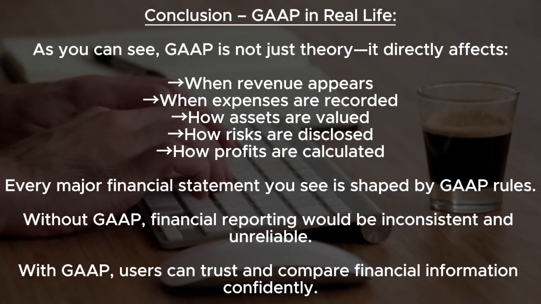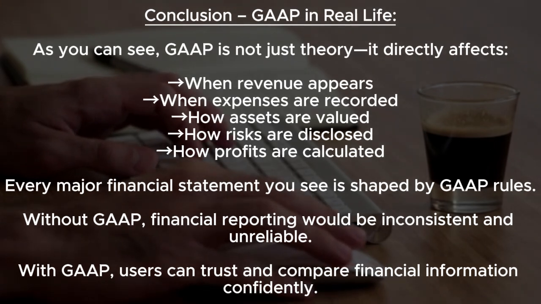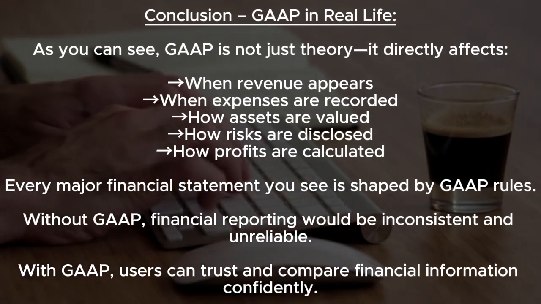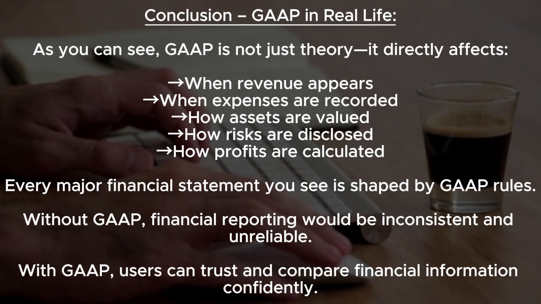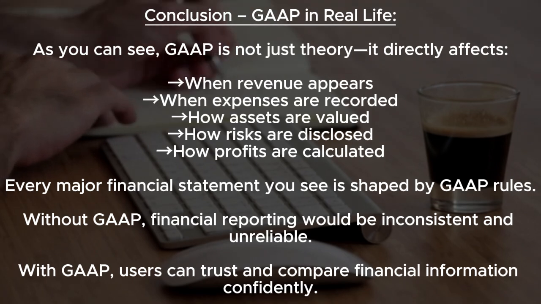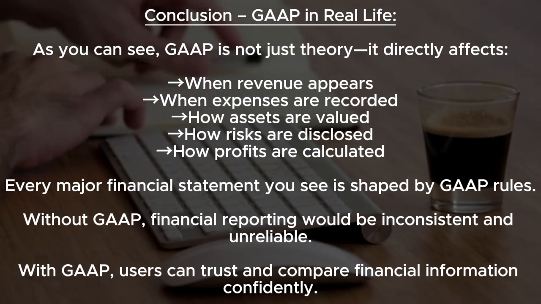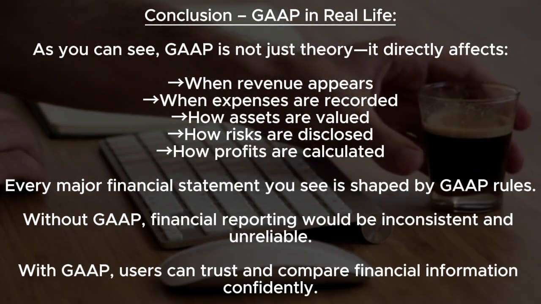Conclusion: GAAP in real life. As you can see, GAAP is not just theory, it directly affects when revenue appears, when expenses are recorded, how assets are valued, how risks are disclosed, and how profits are calculated. Every major financial statement you see is shaped by GAAP rules. Without GAAP, financial reporting would be inconsistent and unreliable. With GAAP, users can trust and compare financial information confidently.